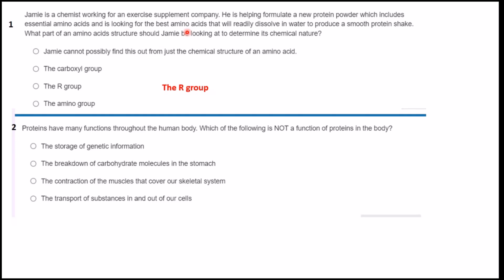I know that there are some proteins which transport particles in our body, for example hemoglobin. It does transport, but now I don't know. Does it get into a cell? The last time I checked, I think it doesn't get into the cell. But for transportation in and out, there are channel proteins and carrier proteins that help to move substances in and out of the cell. So that one is out. Which means we will be left with the contraction of muscles that cover our skeletal system.